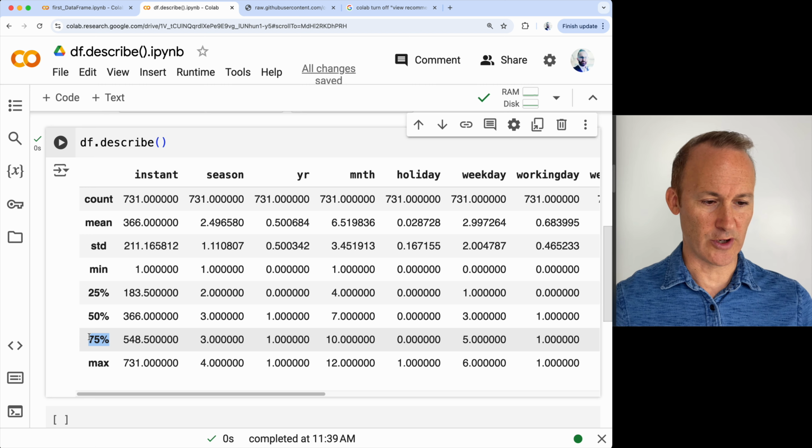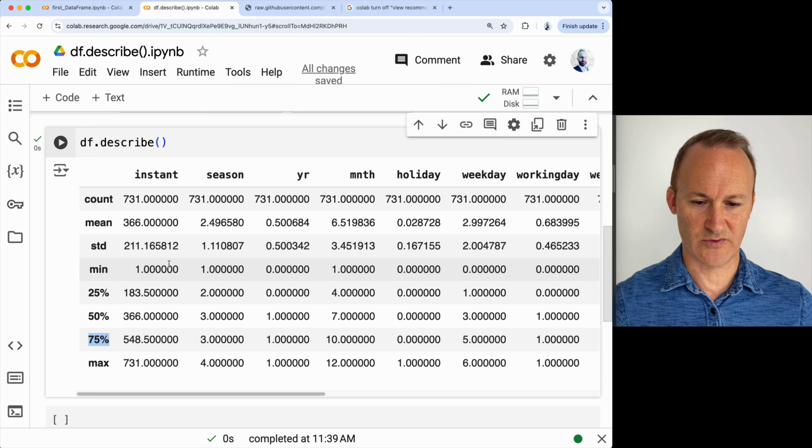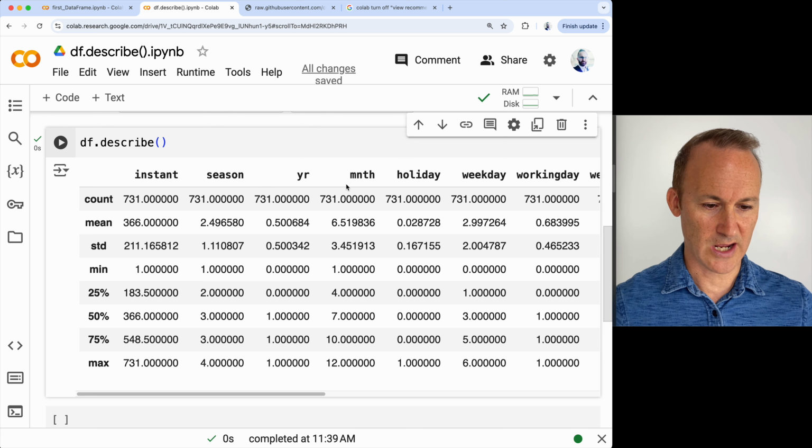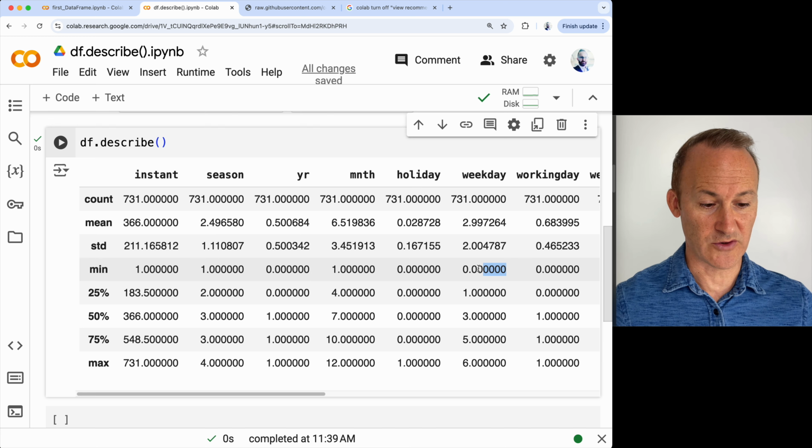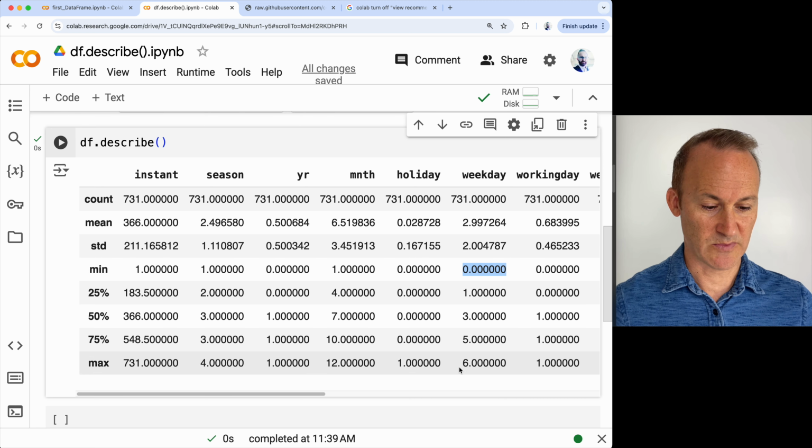Now just to show you a couple of ways that you can use this information to learn about your data, if you look at the weekday column, for instance, you can see that the minimum value is 0 and the maximum value is 6. So it is including weekdays and weekends together in the weekday column.